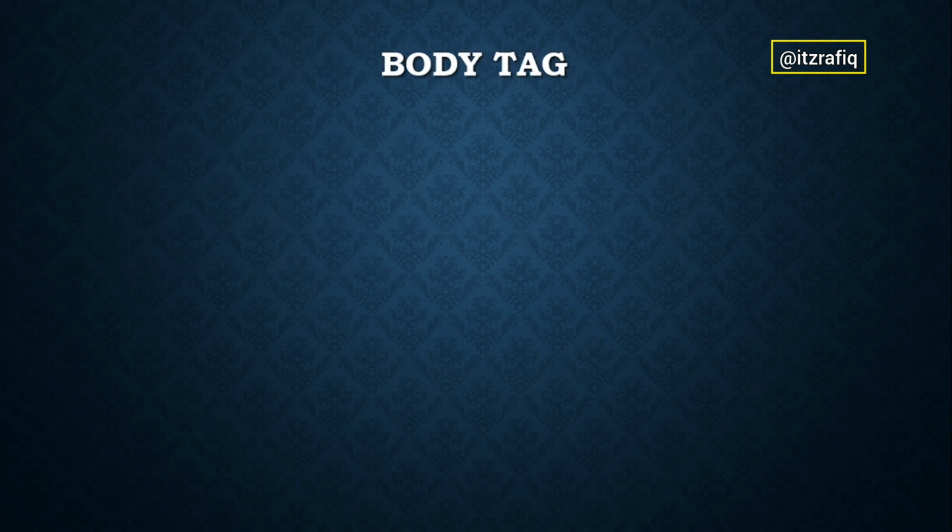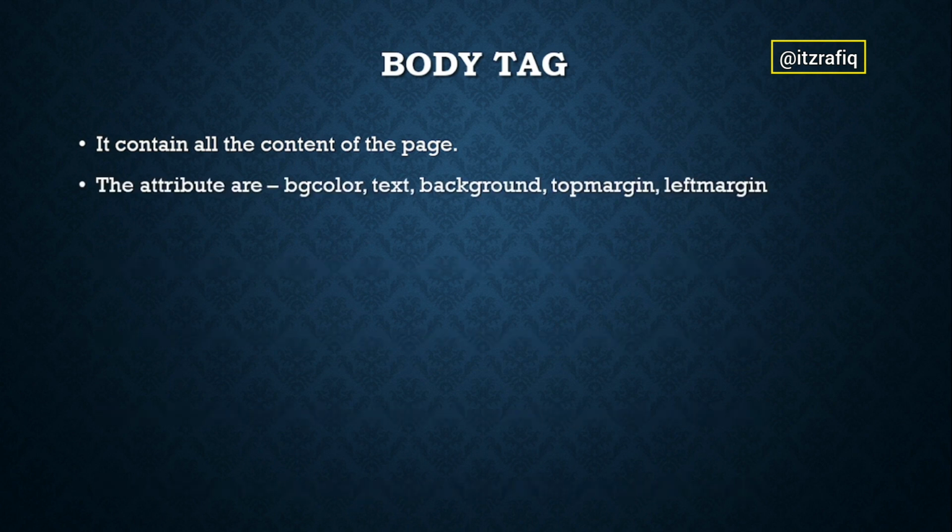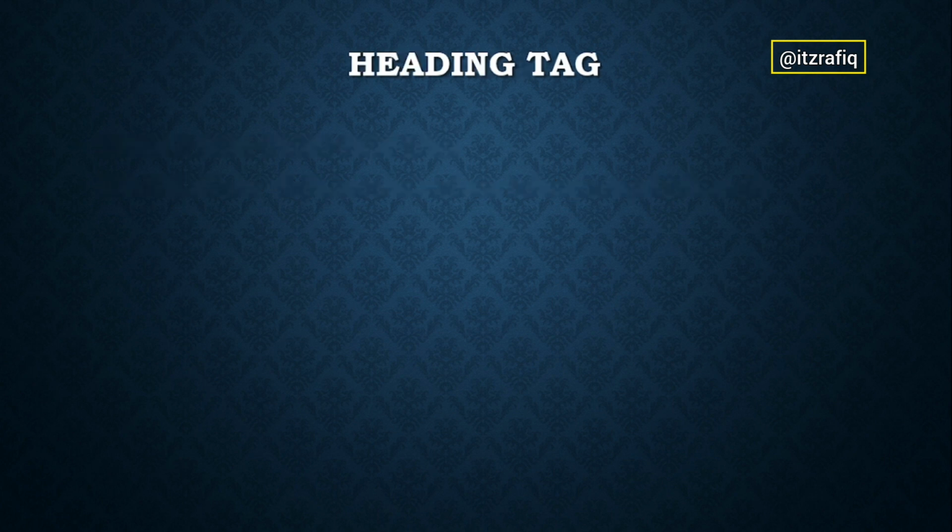Now we'll come to the body tag. It contains all the content of the page. Whatever we see in the browser window, that part we write in body. The attributes of the body tag are: bgcolor, it provides the background color to the page. Text, it changes the text color. Background, if you want an image as a background, then you can use background. Top margin, it provides the top margin, and left margin, it will provide you the left margin to the web page.